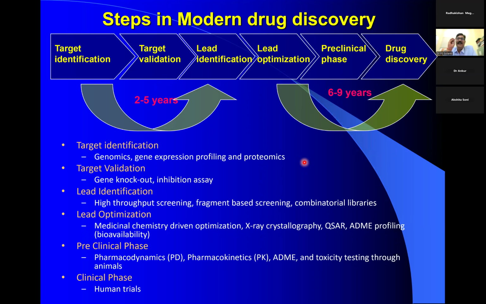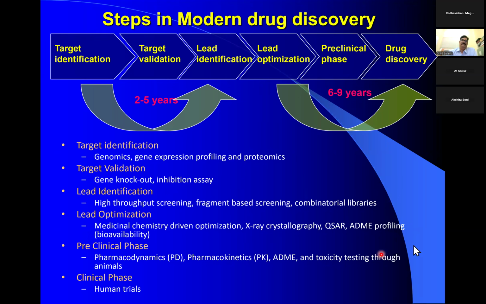Once we identify this target, we try to validate the target. We call it target validation. Once the target is identified, we must prove that manipulating it will actually have a therapeutic effect. This is validated through techniques like gene knockout, where the target gene is disabled to see the effect on the disease, and inhibition assay, which tests if a compound can effectively block the target's activity.